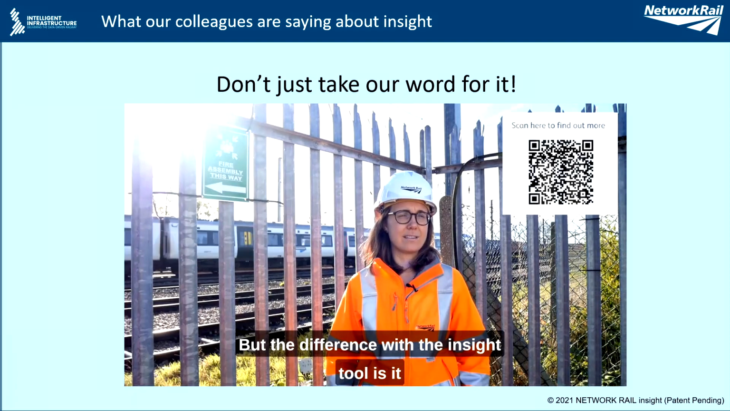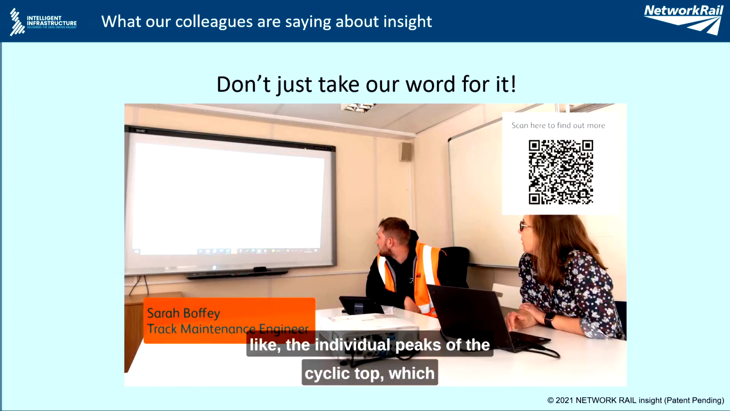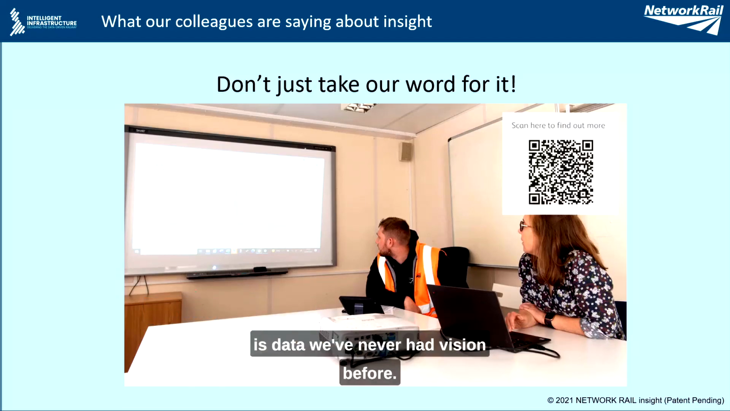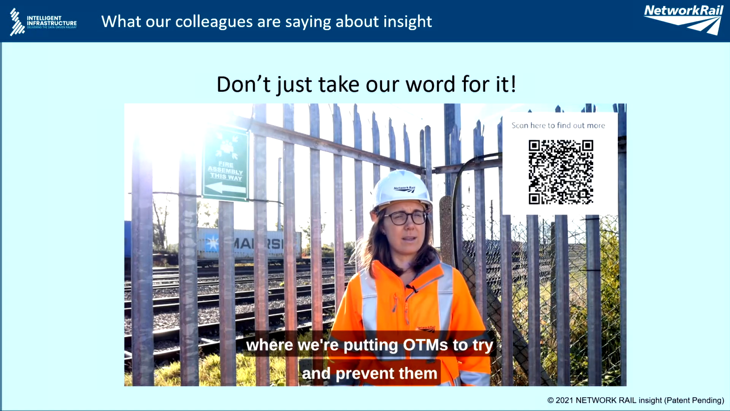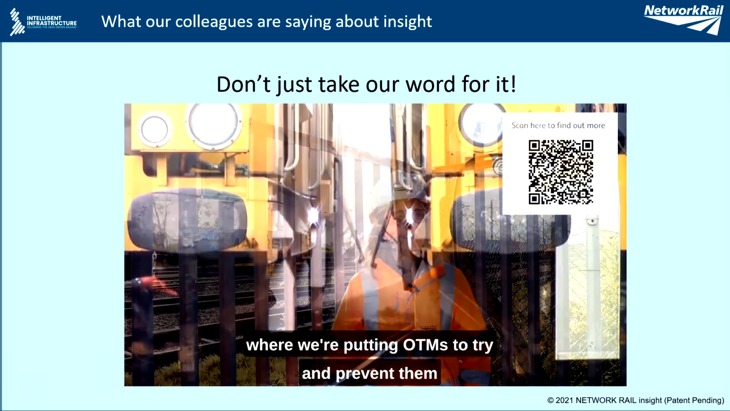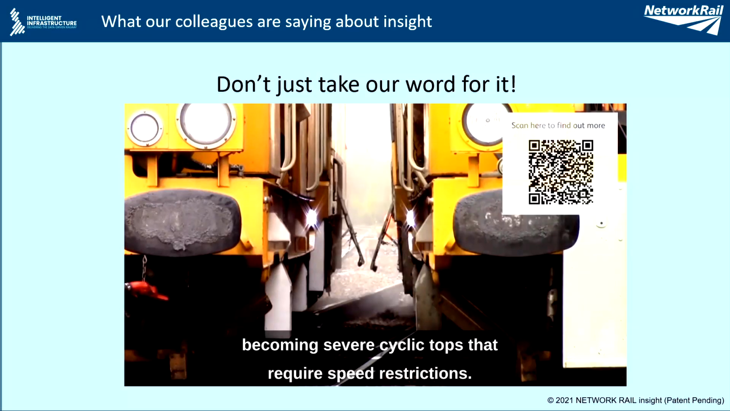But the difference with the Insight tool is it has the cyclic top feature, so we can see the individual peaks of the cyclic top, which is data we've never had vision of before, and we're using that to help prioritise where we're putting OTMs to try and prevent them becoming severe cyclic tops that require speed restrictions.